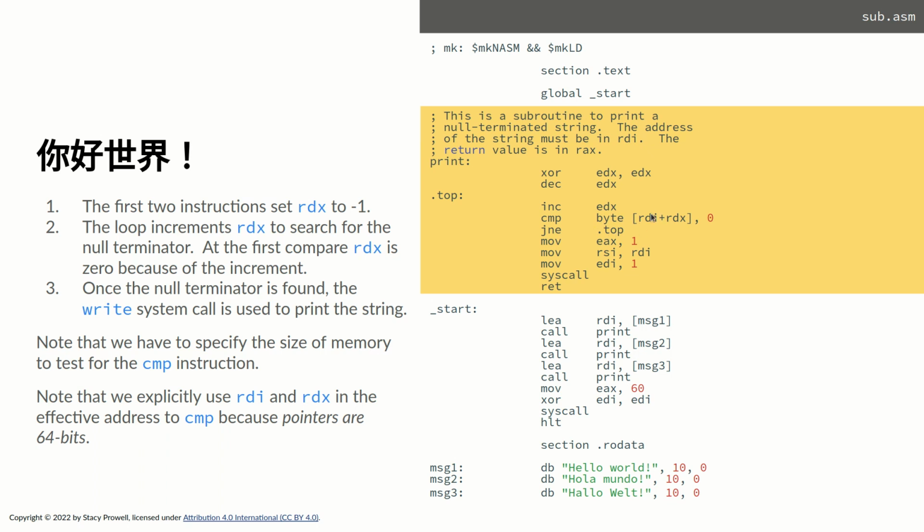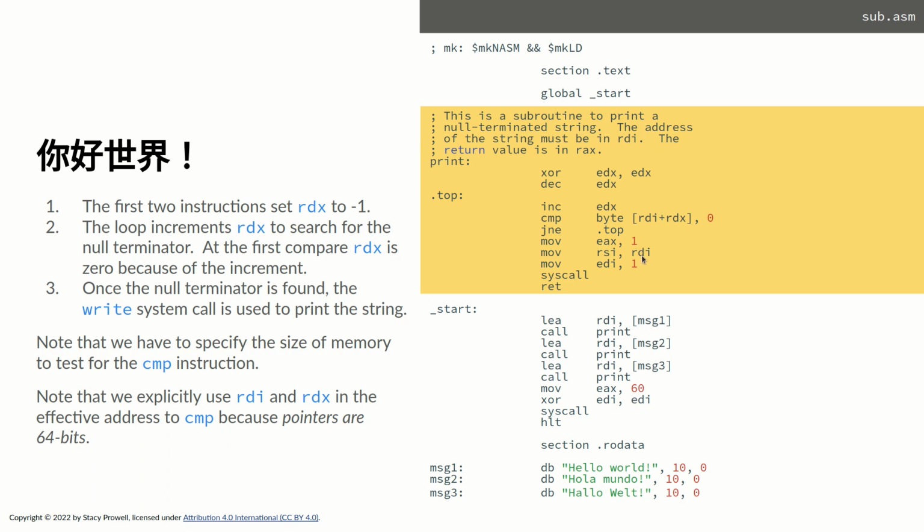So this holds the base, and this holds the offset into it, right? This is like the index with a scale of 1. So when we're done, EDX is going to hold the length of the string because it's going to be the position where we first found the 0. That's great. So then we put 1 in EAX.